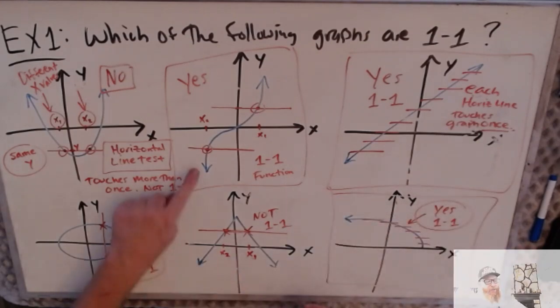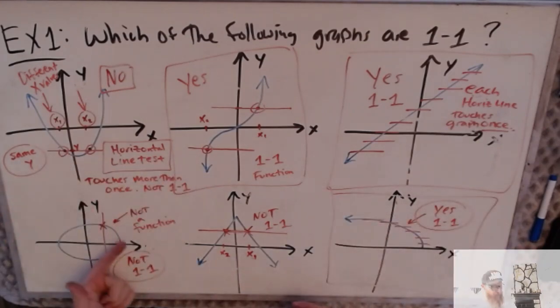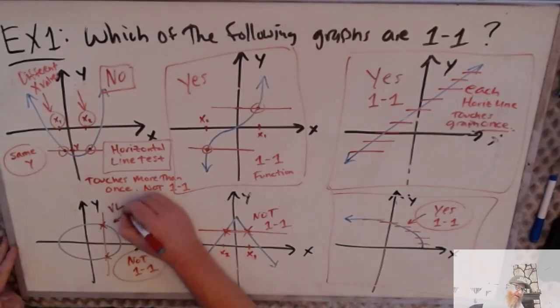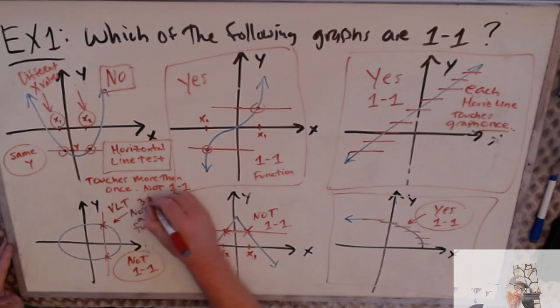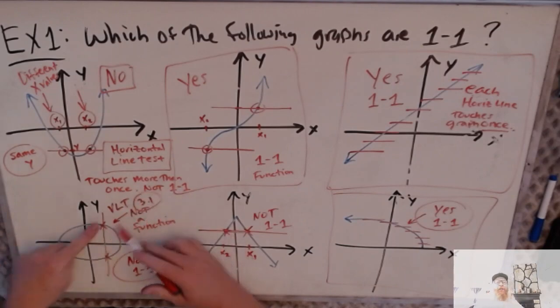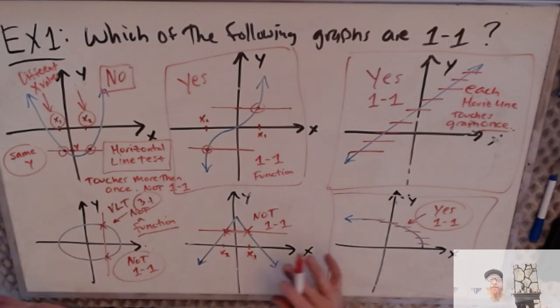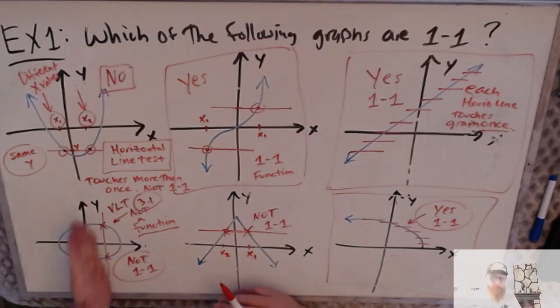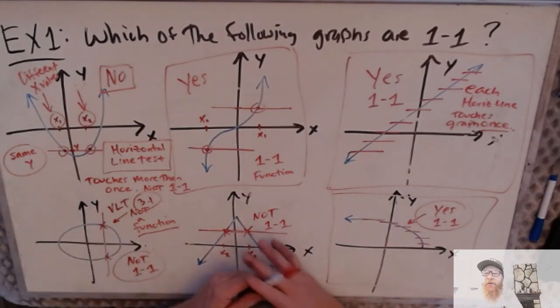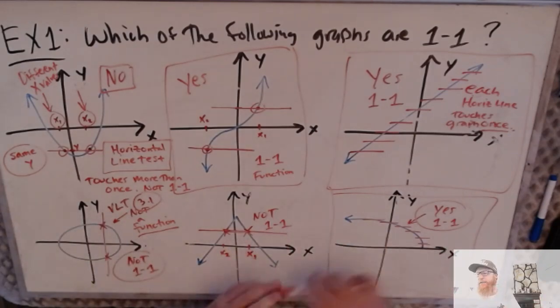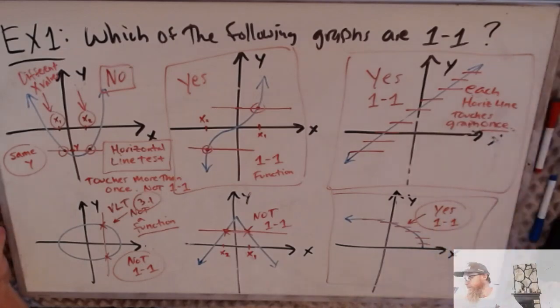Okay. So the horizontal line test is much like the vertical line test. The vertical line test, VLT, was done back in section 3.1 review. The vertical line test will tell you whether it's a function or not. And if it fails the function test, if it fails the vertical line test, I don't even bother giving it the horizontal line test.